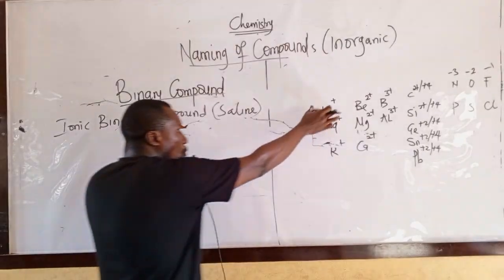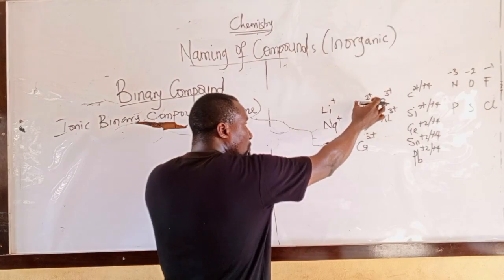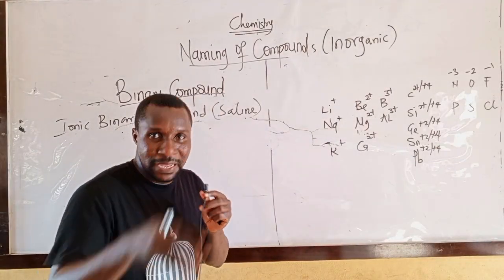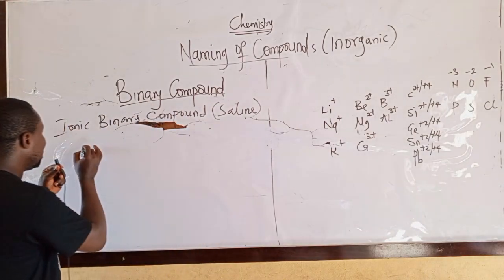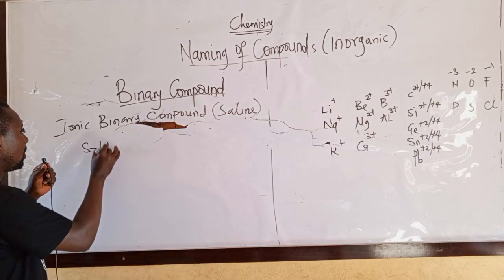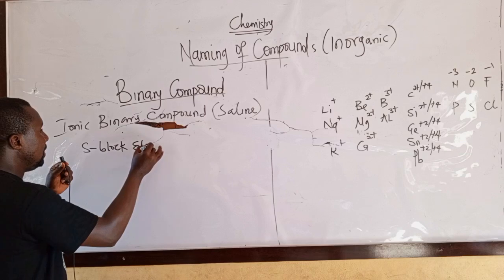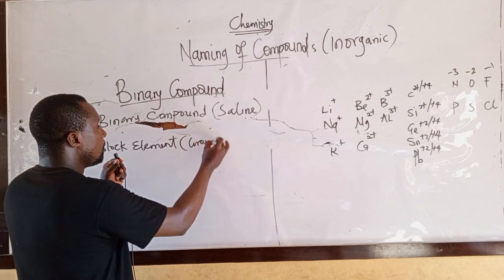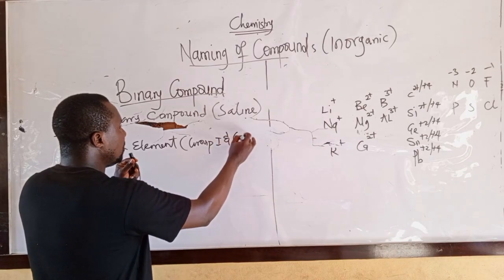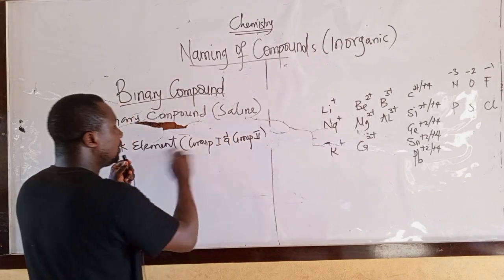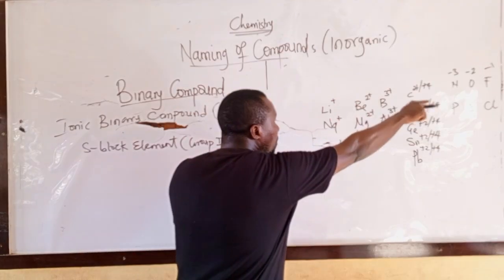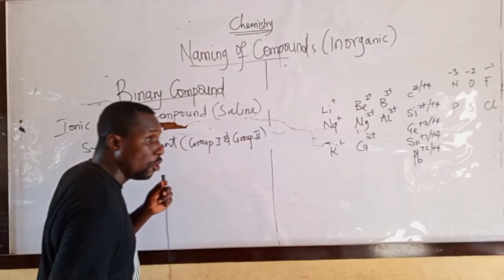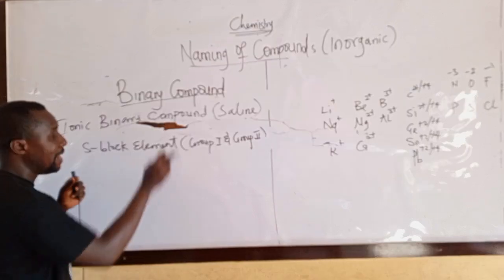Where you have group 1 metals and group 2 metals combining with non-metals. When you have group 1 and group 2 metals, they are S block elements. When you have S block elements combining with non-metals, that is an ionic binary compound.